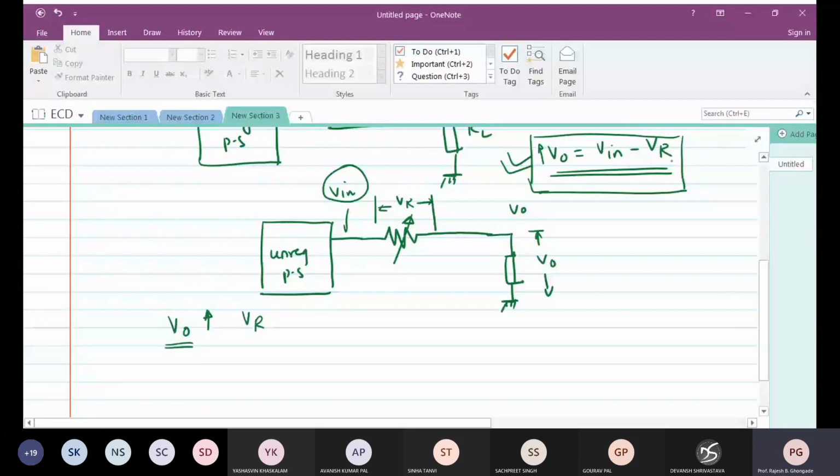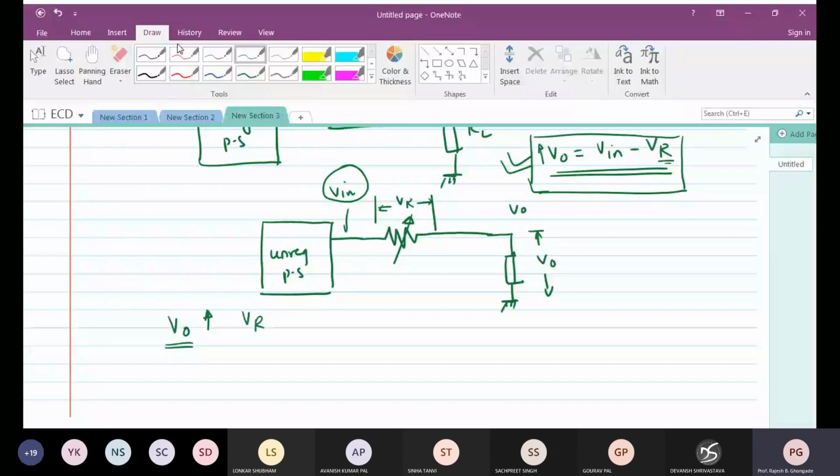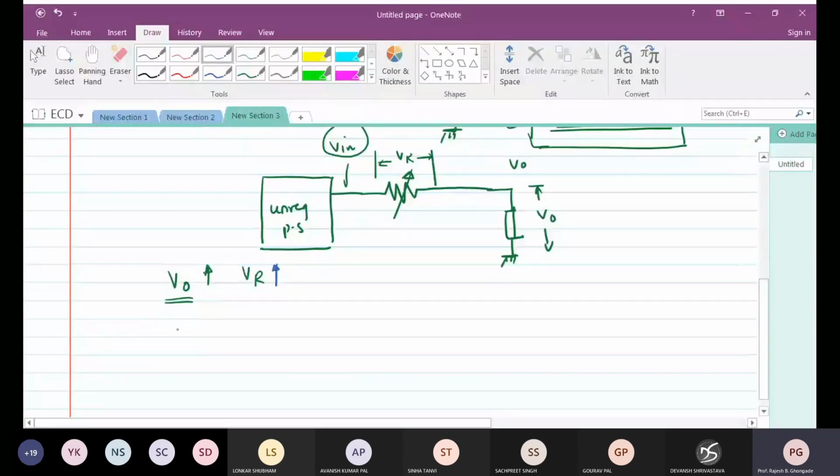Increase. Yes, absolutely correct. So VR should also increase. And this will compensate for the attempted increase in the output voltage. Similarly, if VO tries to decrease, I can decrease VR. Now this is going to be some sort of a manual, very crude system, isn't it? If you want to do it manually, this actually is a manual regulator of some sort.